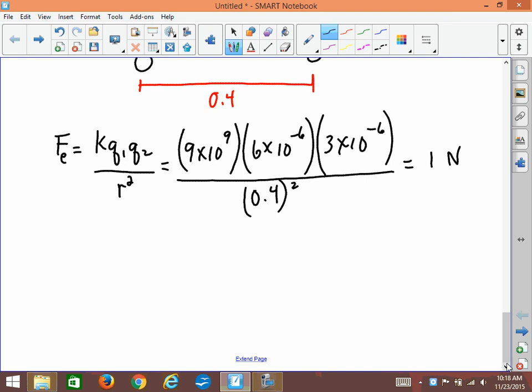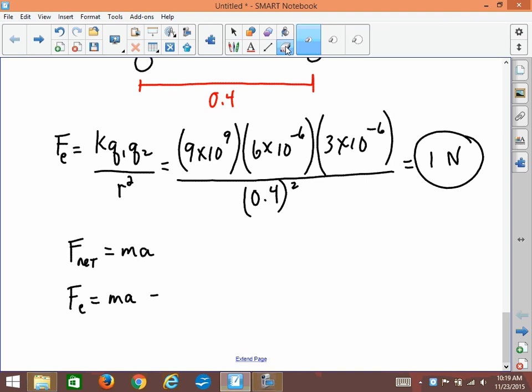We're not quite done though, because they asked for the acceleration. That's the amount of force. Now in this case, if you recall, good old Newton says that the net force is equal to ma. You can see where we're going with this. In this case, the net force is the electric force. So the electric force is the only force acting, equals ma. So we can, let's erase that. We can plug in the numbers we need.